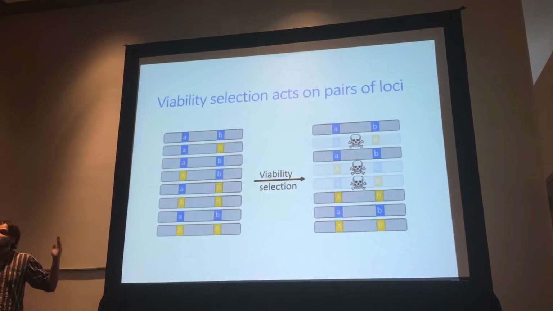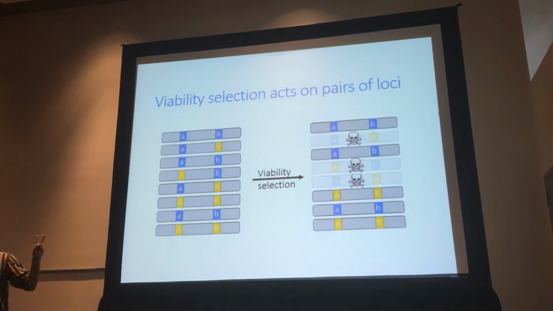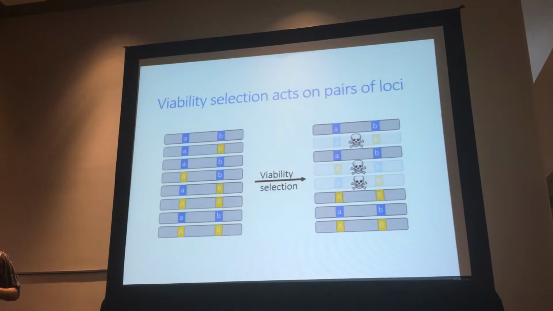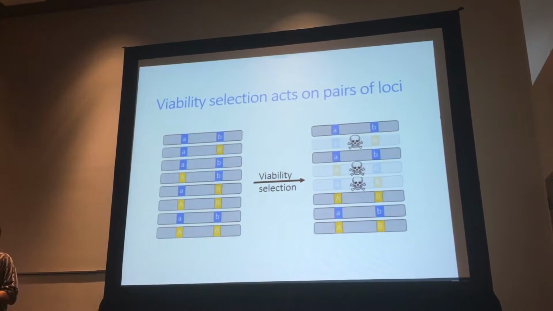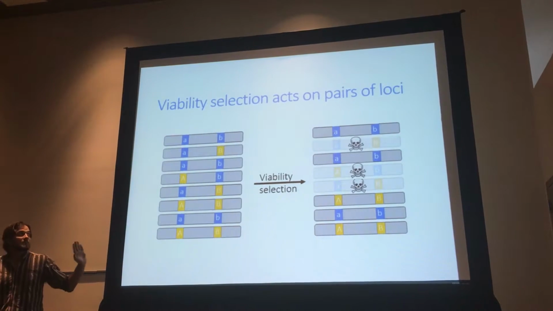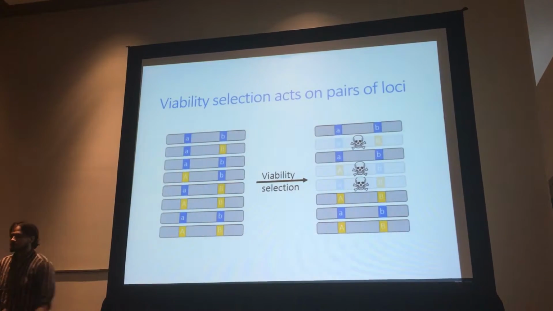We're going to start out with some viability selection, and we're going to have two loci that are responsible for viability selection. You can think of these as Dobzhansky-Muller incompatibilities. If you have matching alleles at these loci, you're fine, you will survive. If you have a mismatch, you will tend to die off.